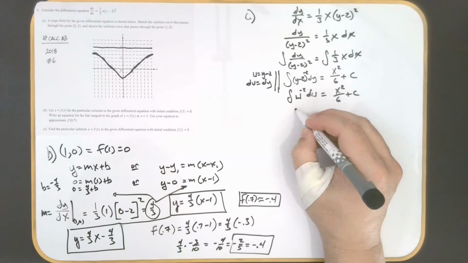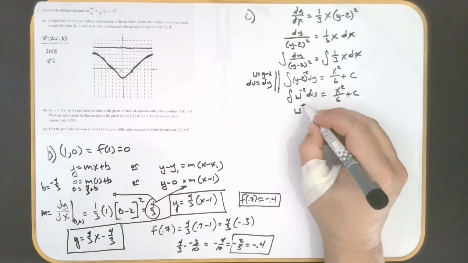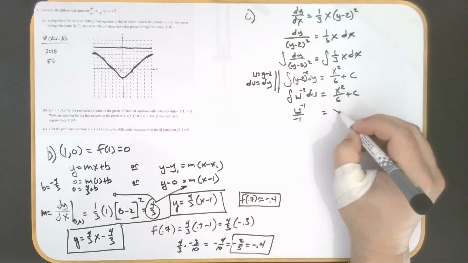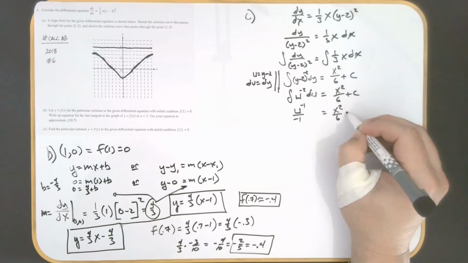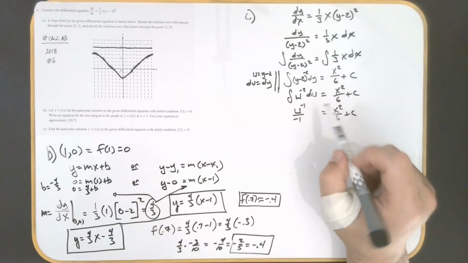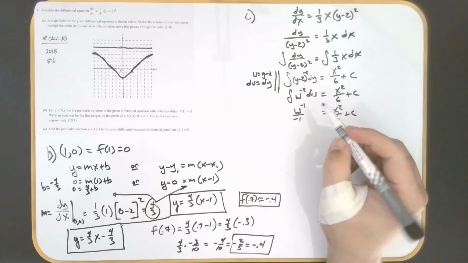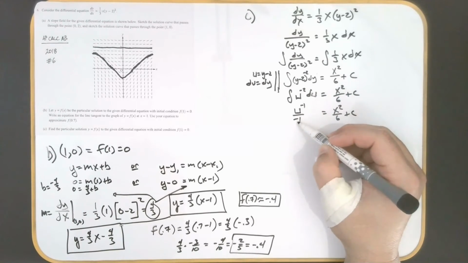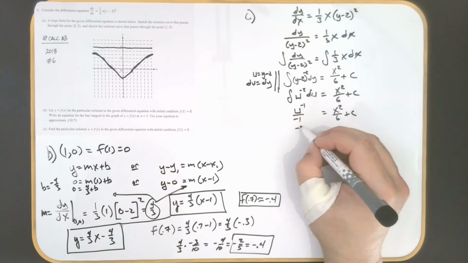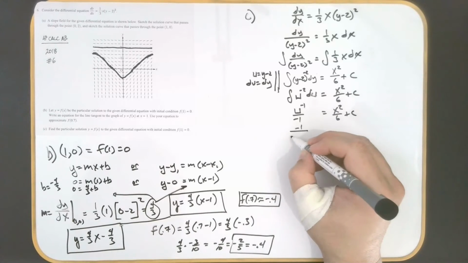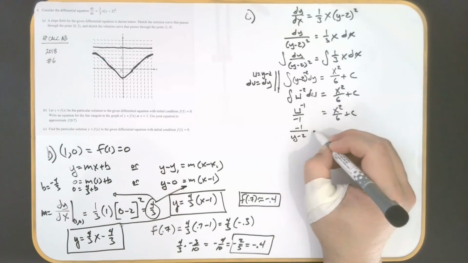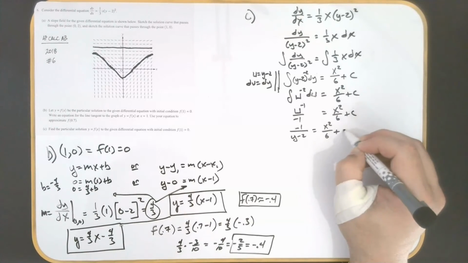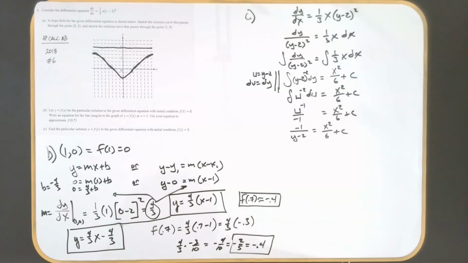So this winds up equaling u to the negative 1 divided by negative 1. And then, again, I haven't done anything else over here. But now we have to put u back in because u is y minus 2. So I'm going to bring u to the denominator and bring my negative 1 to the numerator. So this is going to be negative 1 over y minus 2 is equal to x squared over 6 plus c.